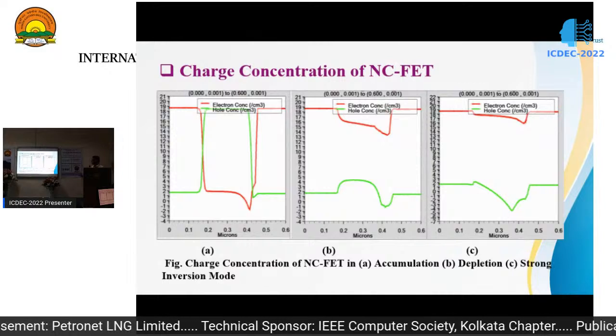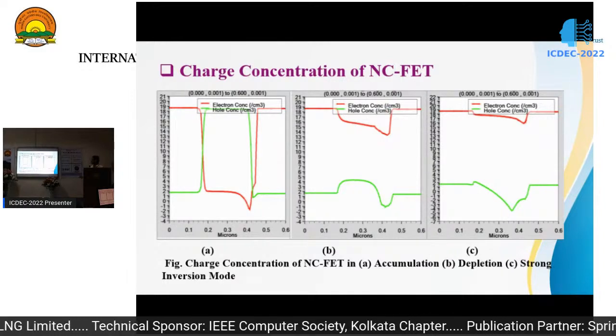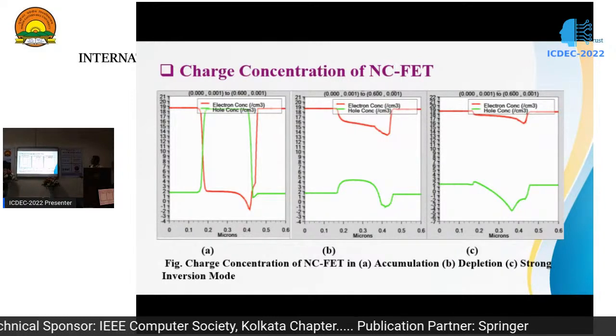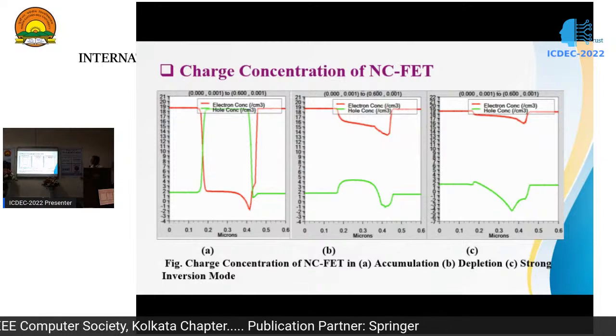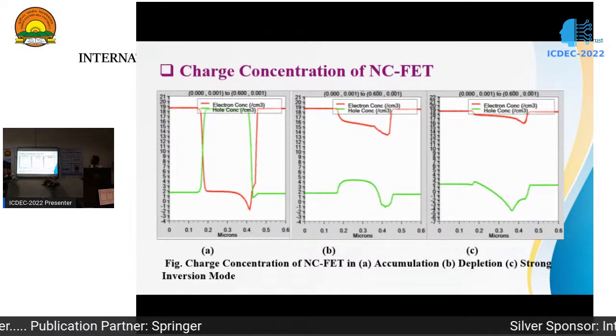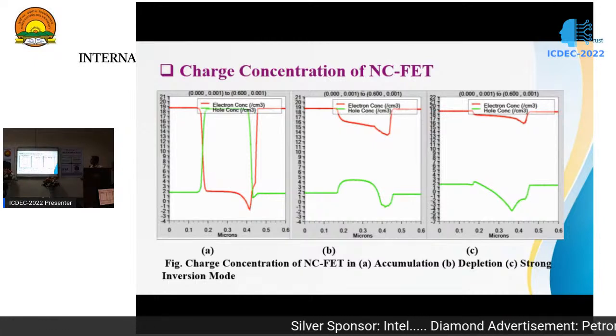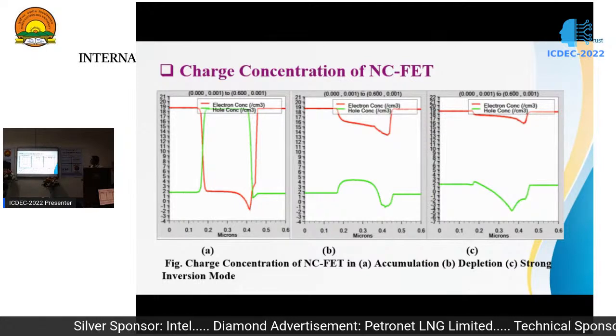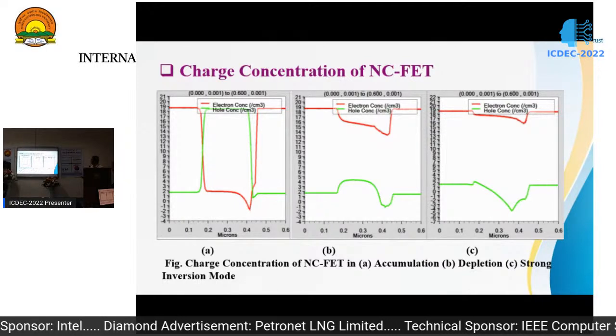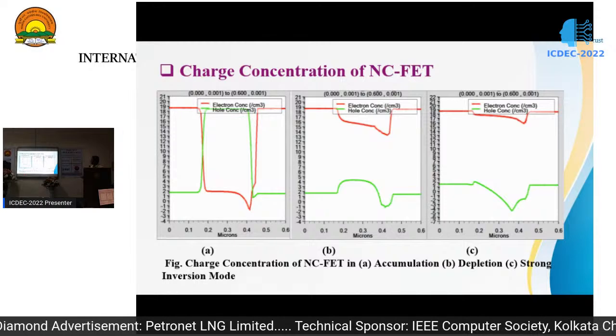Now, based on the simulation, we've obtained different results, and one of these is the charge concentration of NCFET. We can see that when we move from accumulation to depletion to strong inversion, the electron concentration, which was almost nil at the channel, increases when we move from depletion, and then it reaches its highest position at strong inversion.